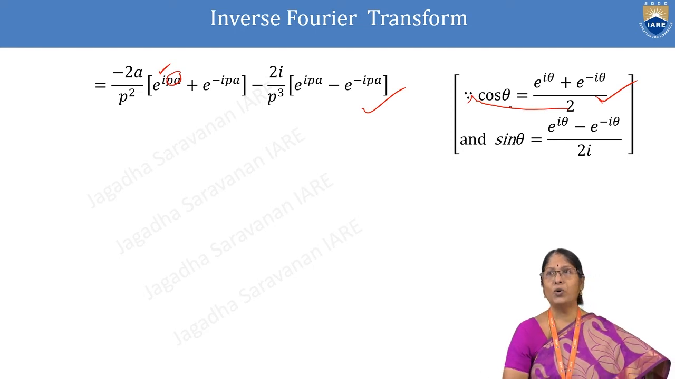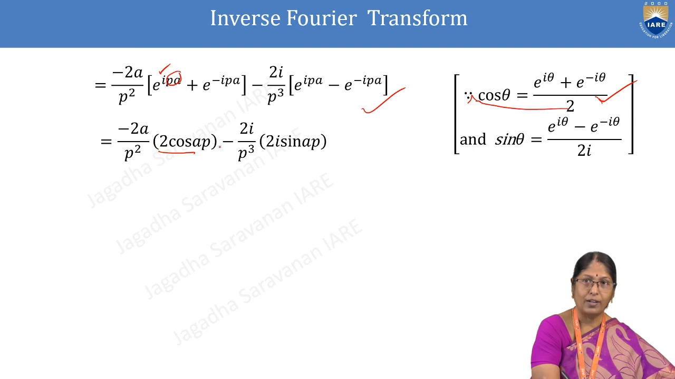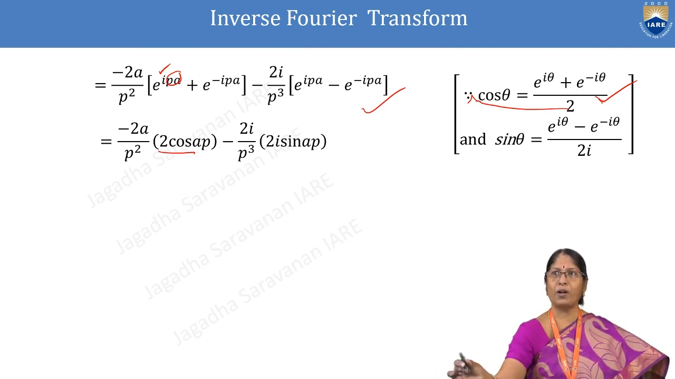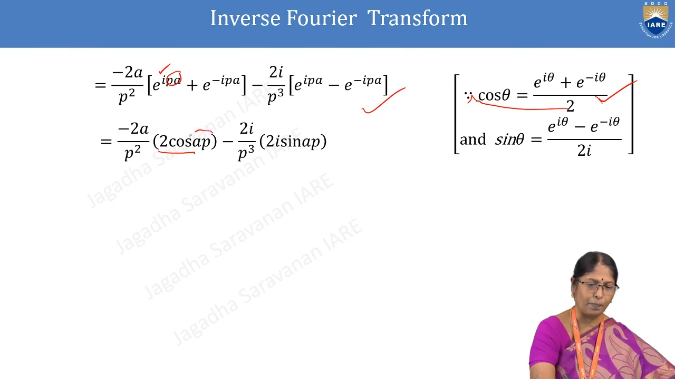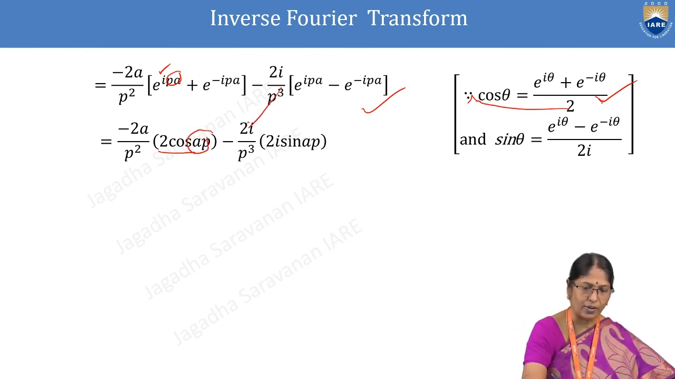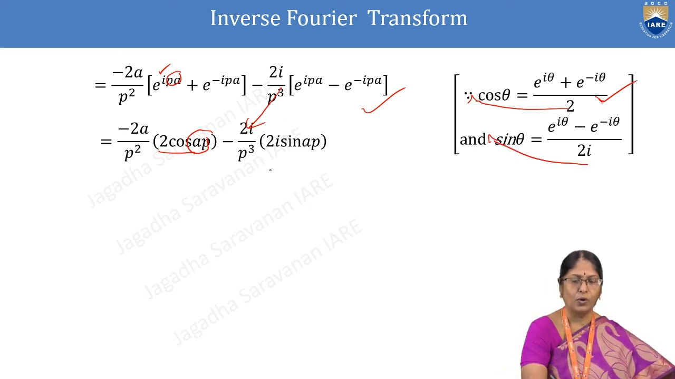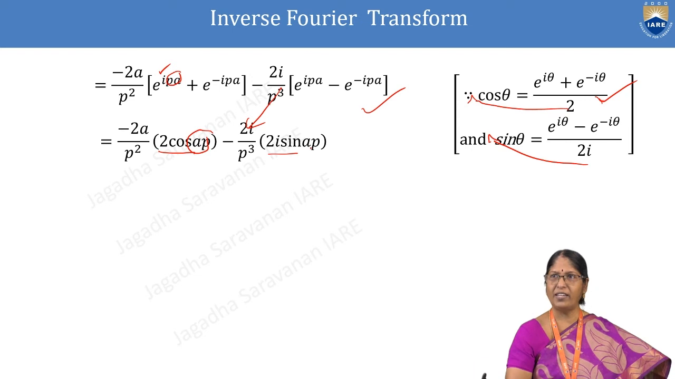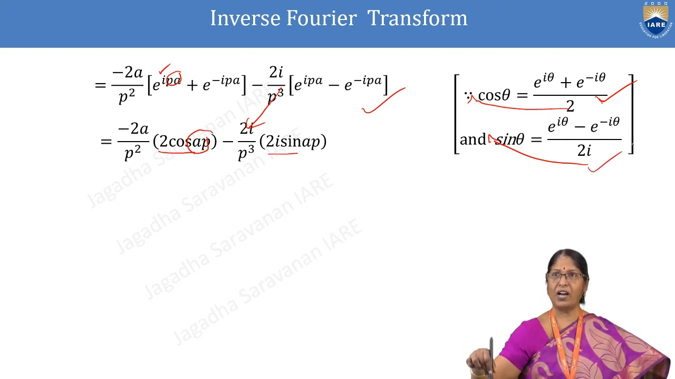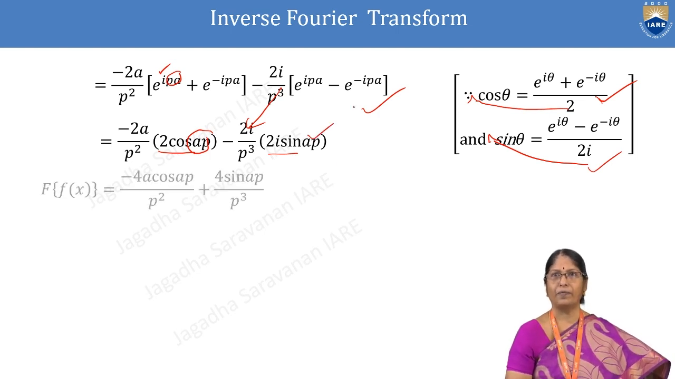It will become 2 cos theta. So 2 cos theta, according to the formula. According to our problem, our theta is AP. So 2 cos AP, this is written as it is. This 2i we are bringing here: 2i sin theta. According to the formula and our problem, theta is AP.